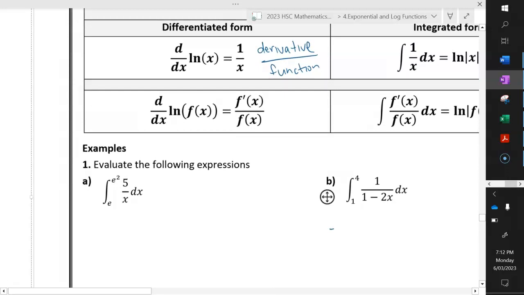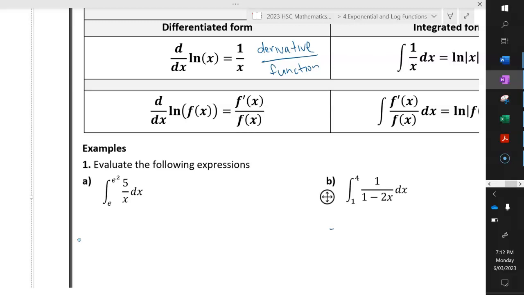Now I'm integrating 5 over x with respect to x between e to the power of 2 and e. What we're going to think of when we're doing these questions is I have an x on the bottom line. If that was written up the top as a minus 1, I add 1 to the index, I get 0. It doesn't work. So these are our logs, okay?